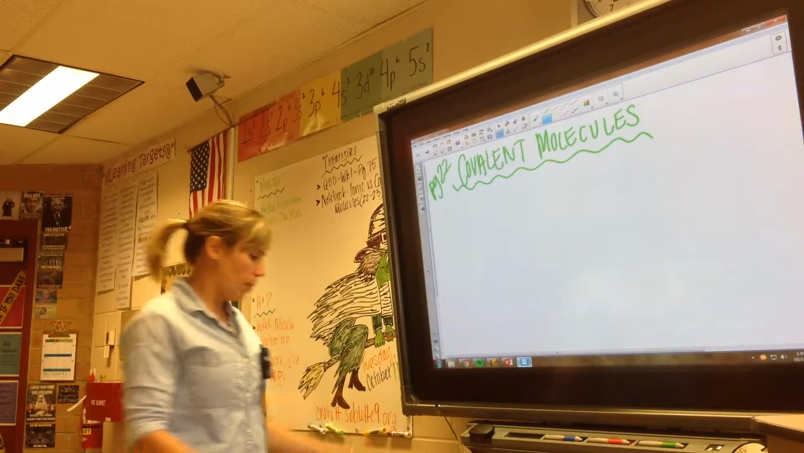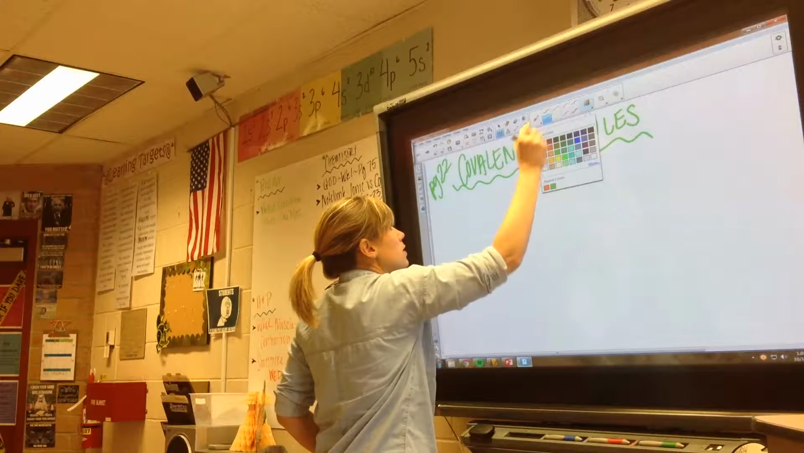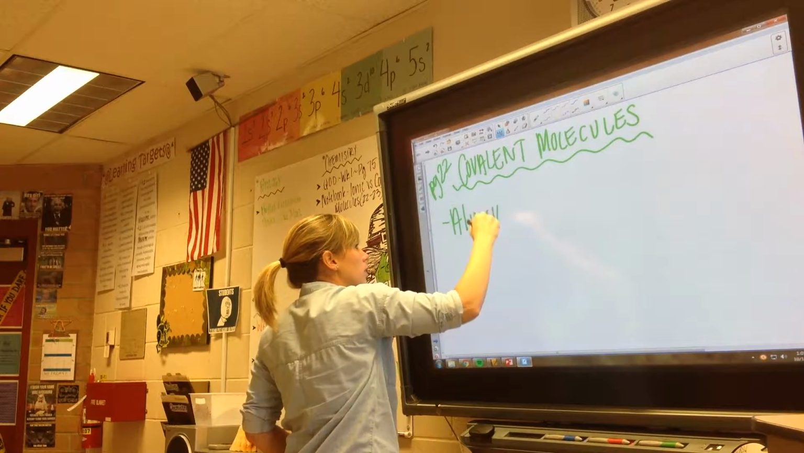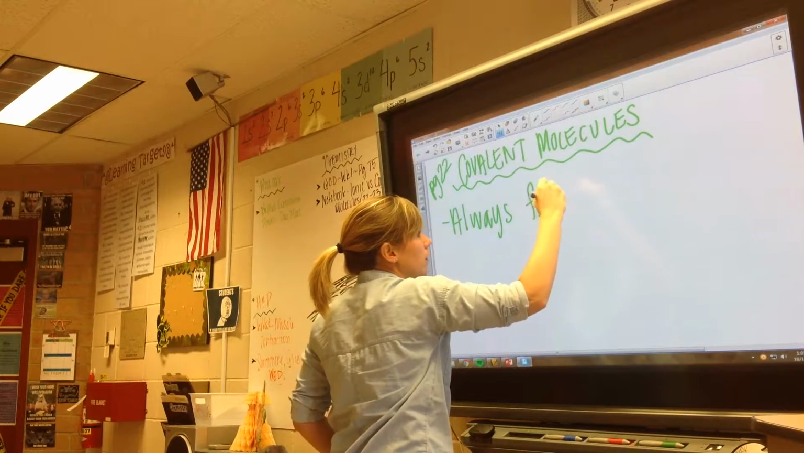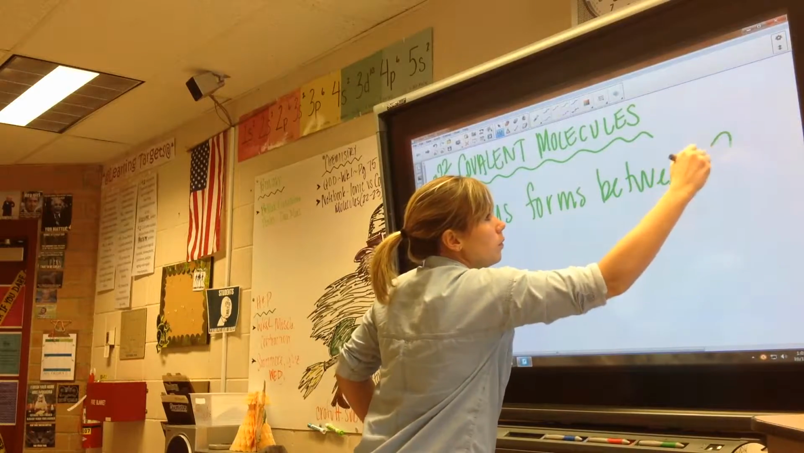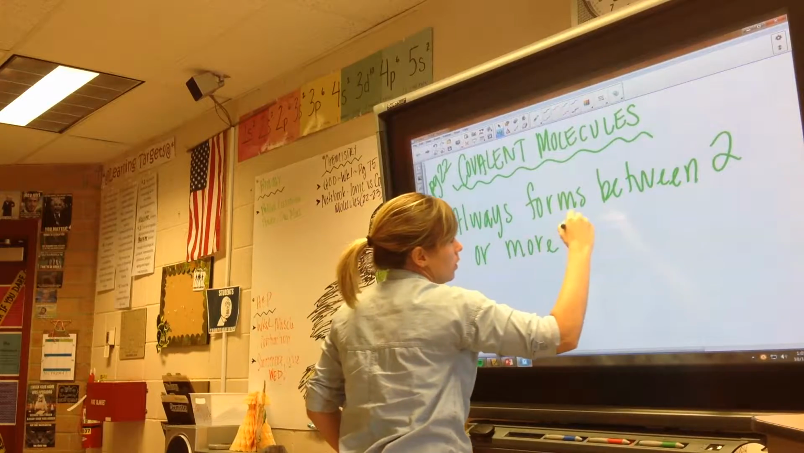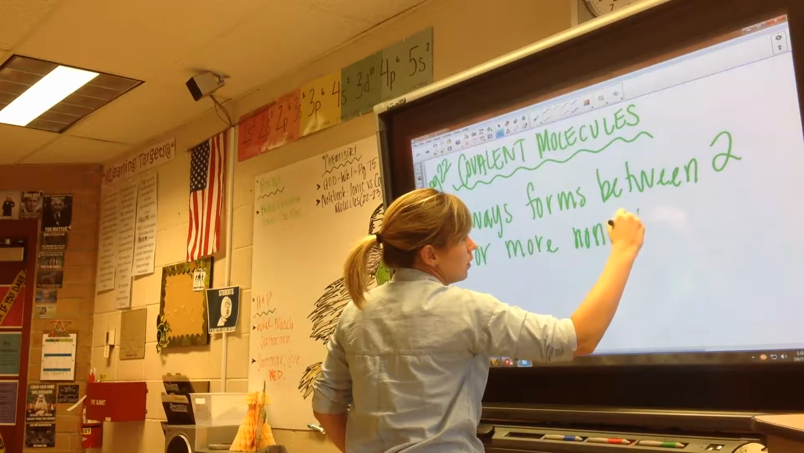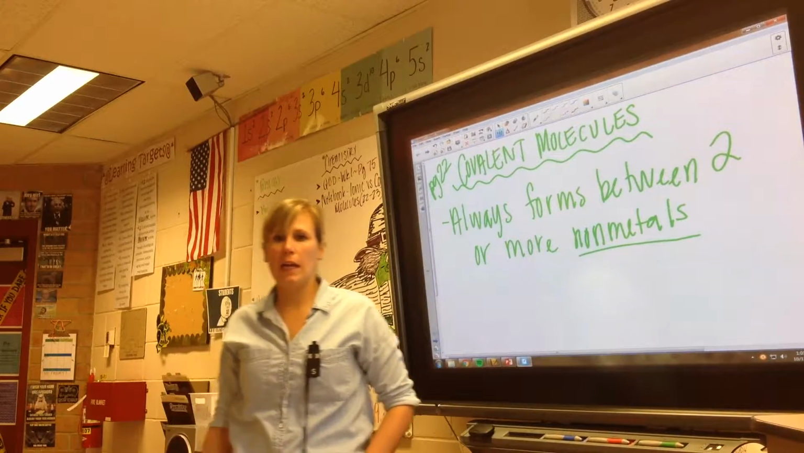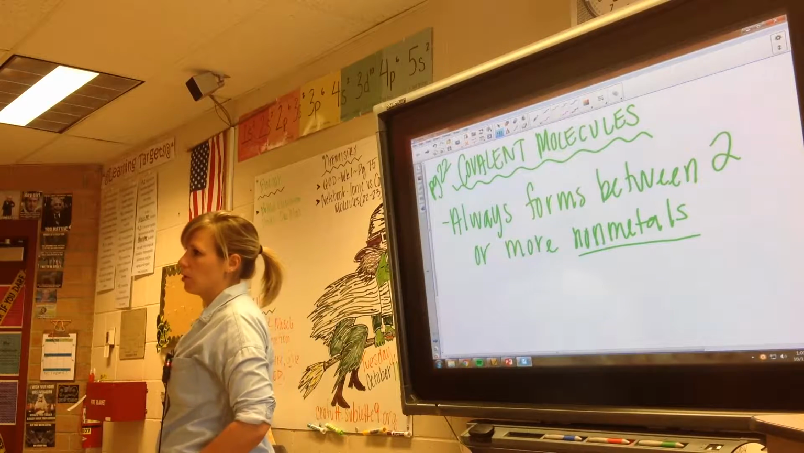Okay? So a covalent compound is going to always form between two or more nonmetals. So if you were to look through all the symbols in a formula, and they are all nonmetals, that is a covalent compound or a covalent molecule.